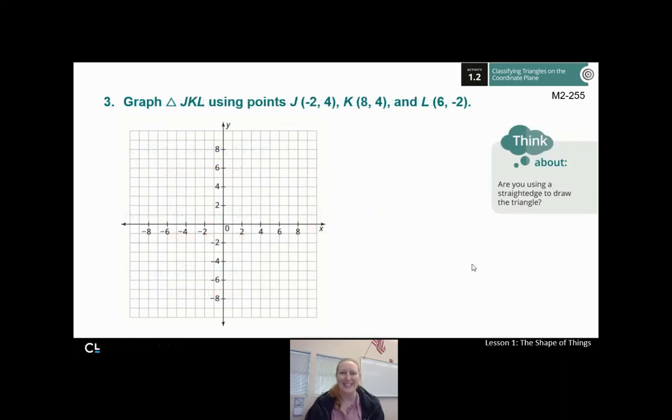So with this in mind, we've got a new one for you to play with. First of all, go ahead and graph triangle JKL using these points: -2, 4; 8, 4; 6, -2. So just start off by graphing it. And again, I really, really recommend using a straight edge to draw it as suggested off to the side. So a ruler, a straight edge of some kind makes it easier. Go ahead and hit pause and draw your triangle. Make sure you label J, K, and L, and then hit play when you're ready to check your work.